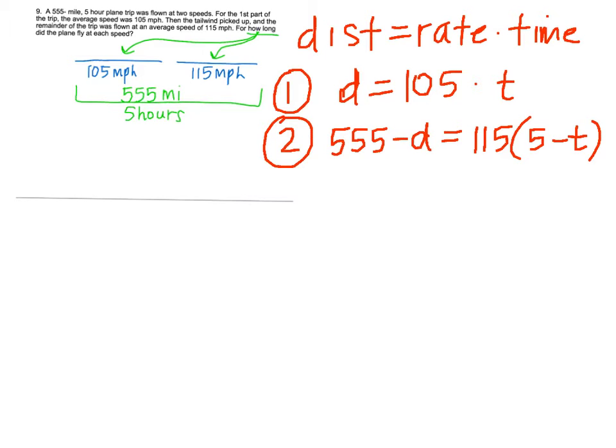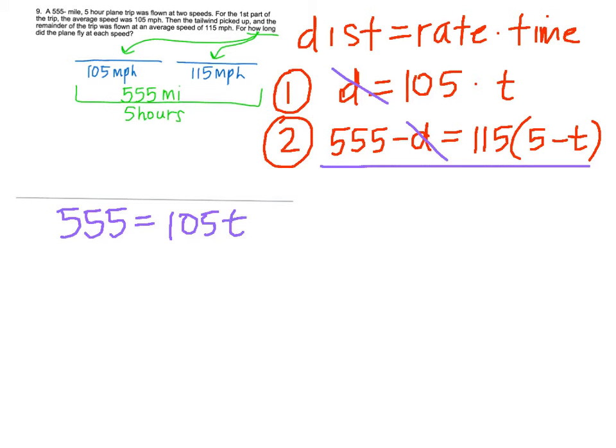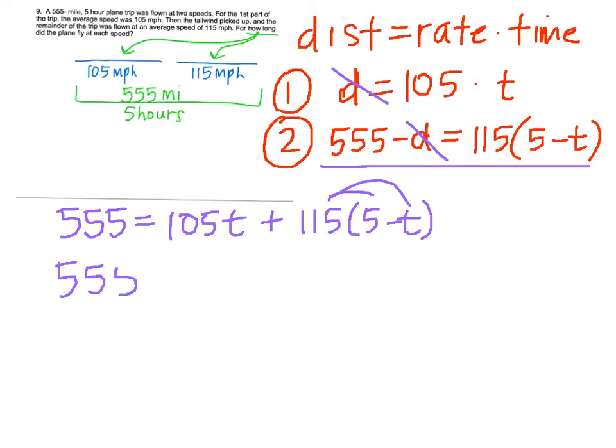As you can see, what we have here is a system of two equations. There are many ways we could go about solving this. You may be tempted to substitute, but I think the best way is if we just add these two equations, the d's will cancel out right away. And we'll be left with, I'm going to write it over here, 555 equals 105t plus 115 times 5 minus t. If I distribute the 115 here, we get down to this point. The math works out pretty nicely from here.